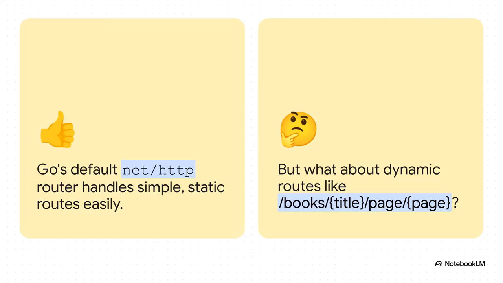And here's the thing. Go's standard library is awesome for the simple stuff on the left. /users, /products, no problem. But our applications live in the real world, over there on the right. We need to be able to grab John and 123 right out of the URL, and that's exactly where the default tools start to get a little tricky.